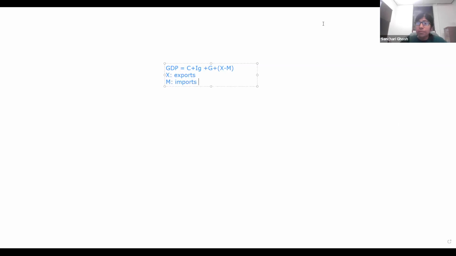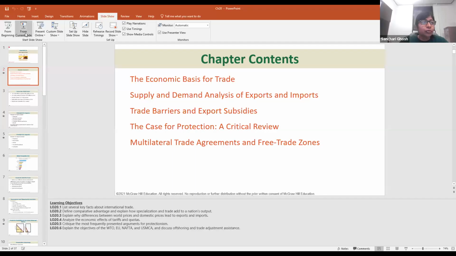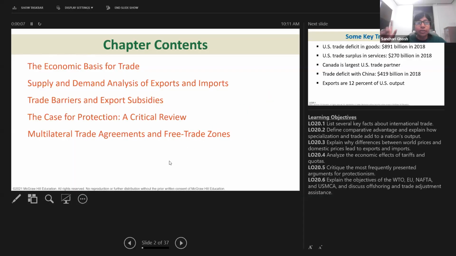We are towards the end of our macroeconomics course. And so it's good to see the last component here talking about freeing up the domestic market and seeing how international trade can help us. So some of the things that you will find useful to remember what we are doing here is, first of all, the economic basis for trade, supply and demand analysis.